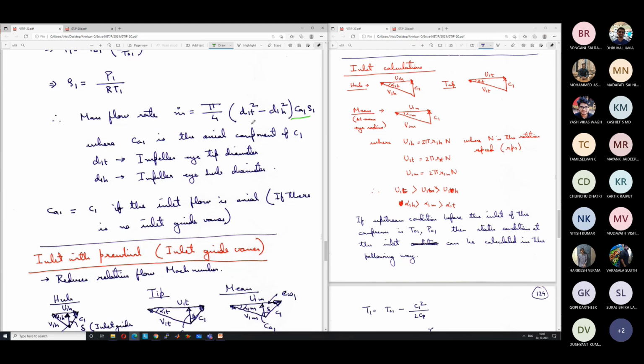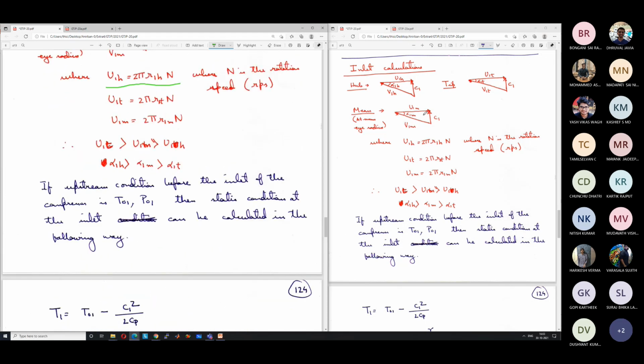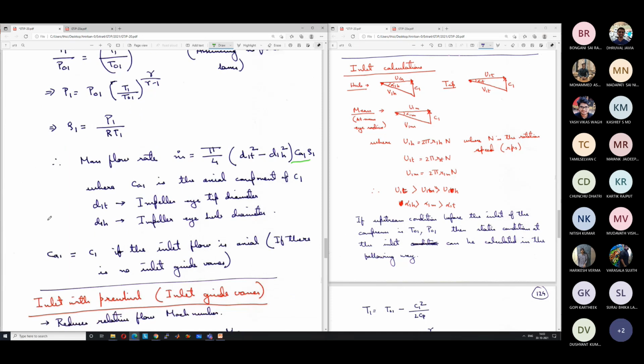So m dot is equal to pi by 4 d1t square minus d1h square, into CA1, into ρ1. CA1 is the axial component of C1. d1t is the impeller inlet tip diameter and d1h is the impeller inlet hub diameter. CA1 is equal to C1 if the inlet flow is axial, as I was discussing, if there is no inlet guide vane, like I have shown in the case. Is this clear?